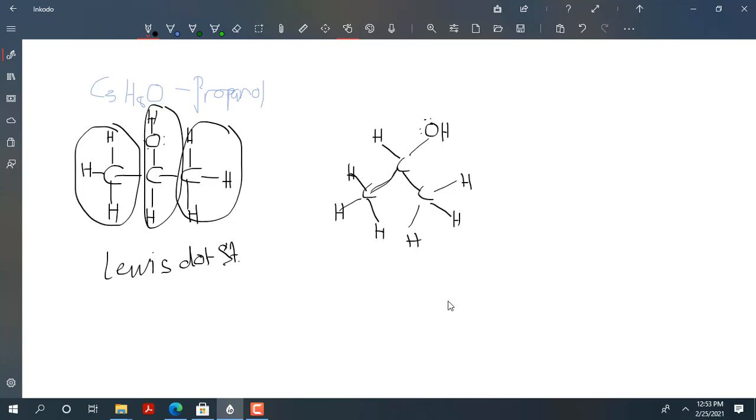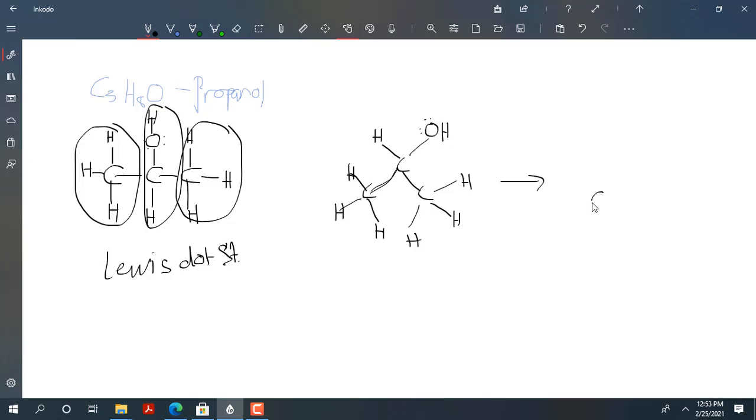And that's it. Okay, so what we do now is we will draw the bond line structure for this propanol. So how are we going to do that? If you notice, we will omit the hydrogen. The first step is to omit the hydrogen. If I write that and omit the hydrogen directly attached to carbon, the remaining structure would be like this one.